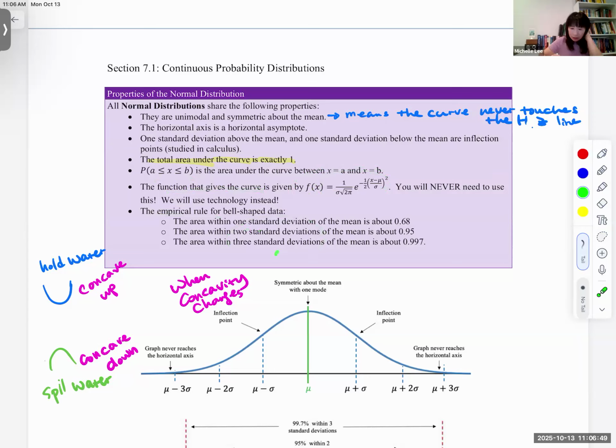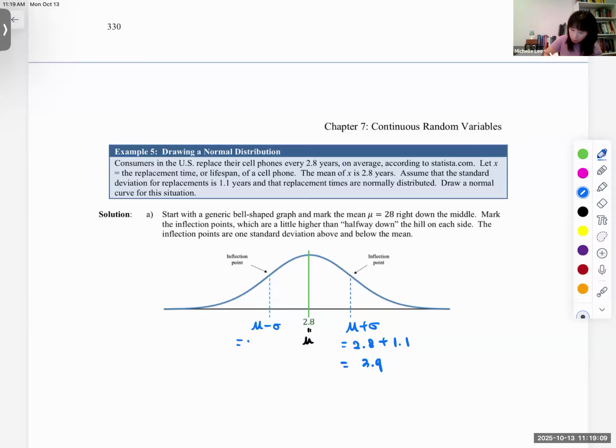Okay, so the inflection point here, we know that is mu plus sigma. So mu in this case 2.8 plus sigma, which is 1.1. Can you please calculate? It's 3.9. Okay, how about the other side? Mu minus sigma, so 2.8 minus 1.1. So what do you have? 1.7. Okay, good.